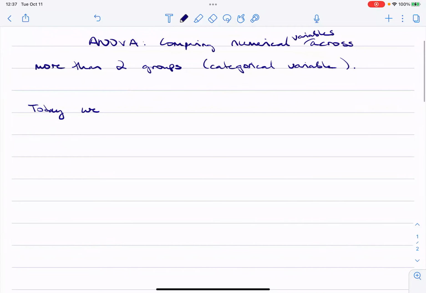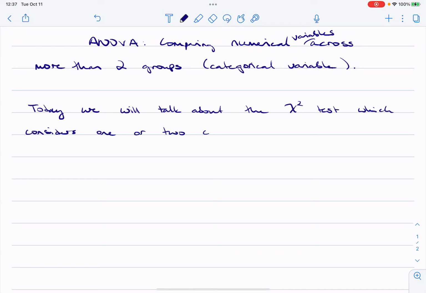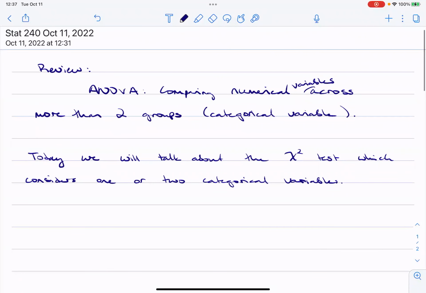So today we will talk about the chi-squared test, which considers one or two categorical variables. Usually we'll leave ANOVA in the dust.